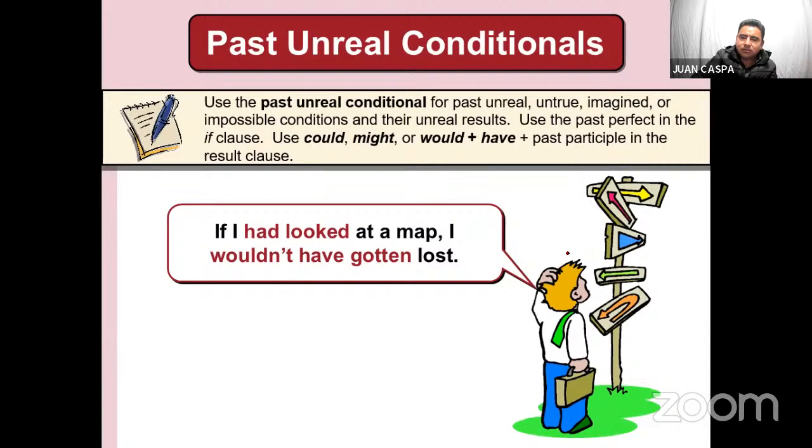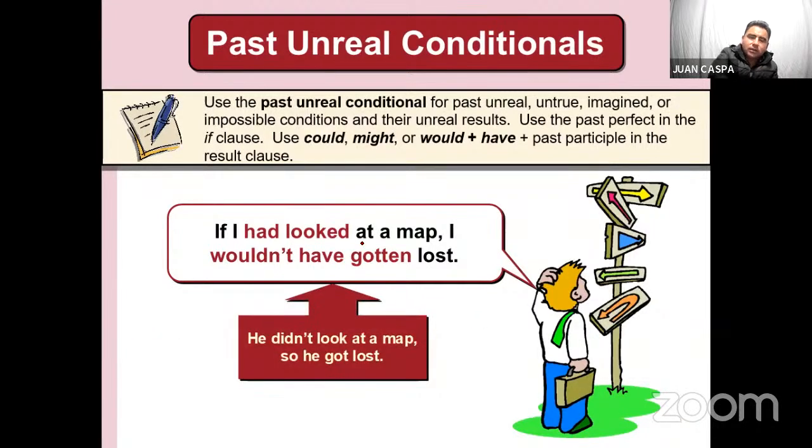This is unreal, right? Well, if I had looked, but it's not real. But if I had looked at the map, I wouldn't have gotten lost. So we are using past perfect in the if clause, and in the result clause we use the past participle, right? But in this case, with could, might, or would. We can say couldn't have gotten, couldn't have done, wouldn't have said, something like that. He didn't look at a map, so he got lost. Okay.